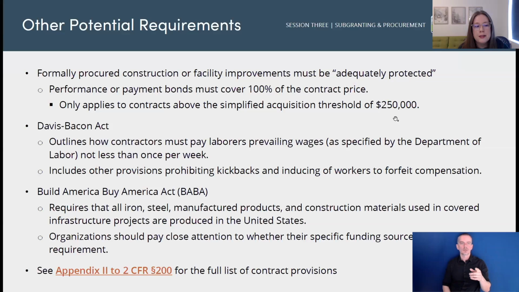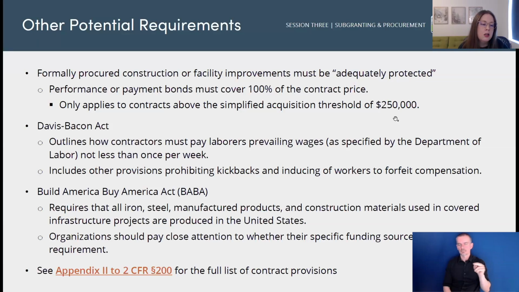And this next one, I have another slide with some additional details about, but this is one we get questions about all the time: the Davis-Bacon Act. What that does is outline how contractors must pay laborers, and that they must pay them prevailing wages. Those wages have to be paid not less than once per week. There are some other provisions related to that, but I'll go into a little more detail about Davis-Bacon in a moment.